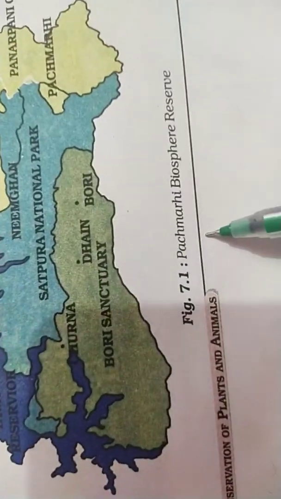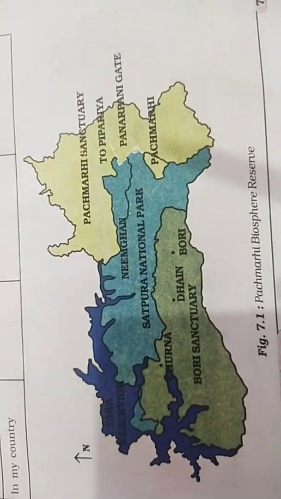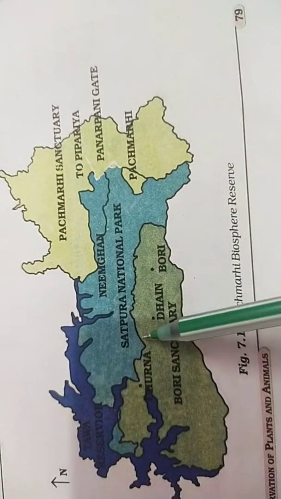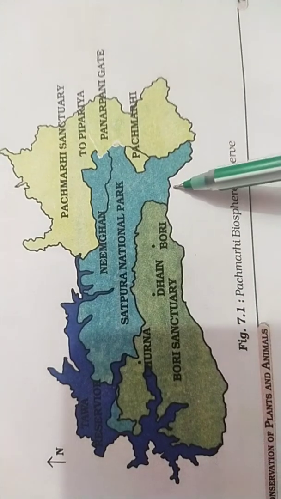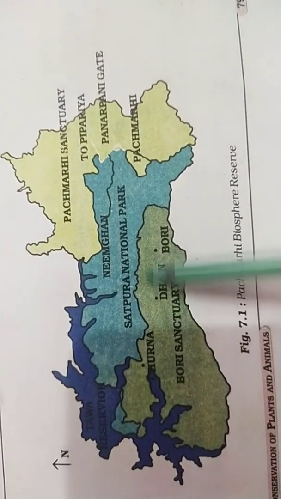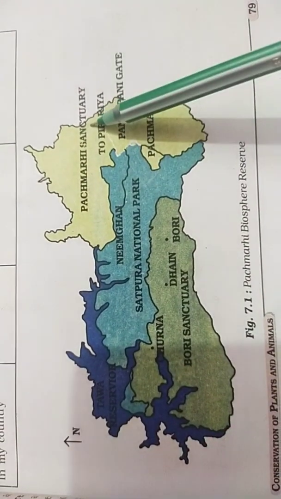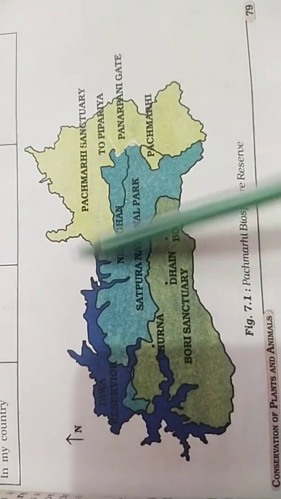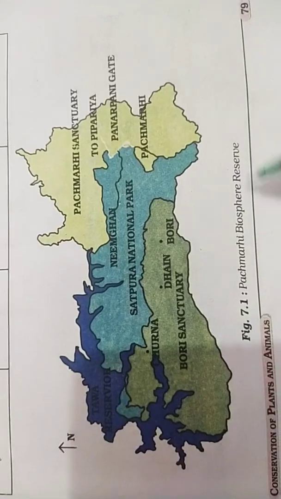See, this is the Pachmarhi Biosphere Reserve. This is the whole map of the Pachmarhi Biosphere Reserve, and you can see that there is a national park also, there is a sanctuary also, Bori Sanctuary and Satpura National Park, but the whole area is reserved for wildlife, and this is known as a Biosphere Reserve.